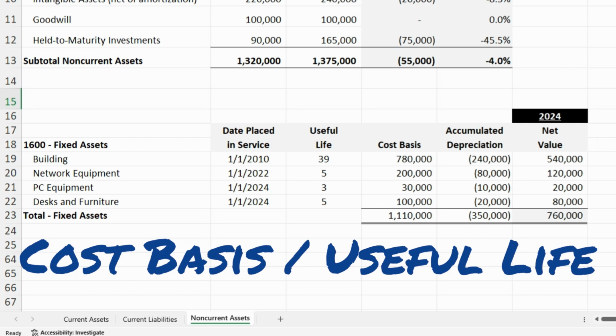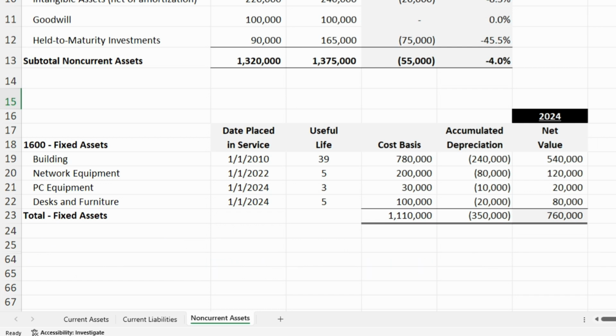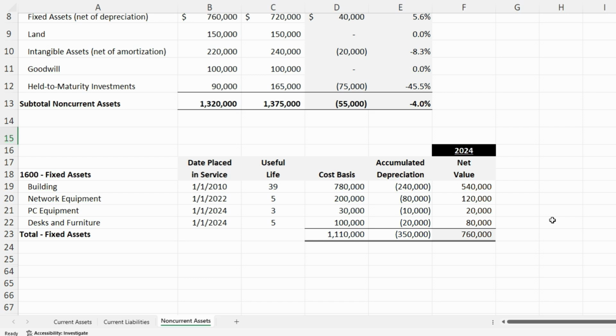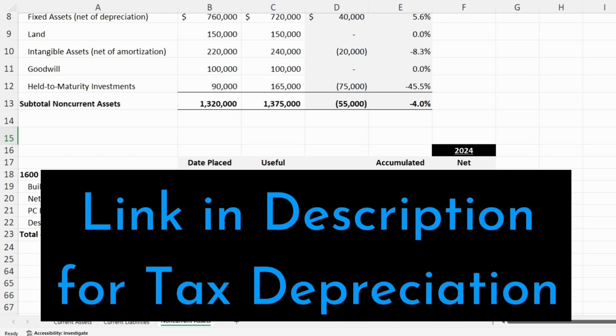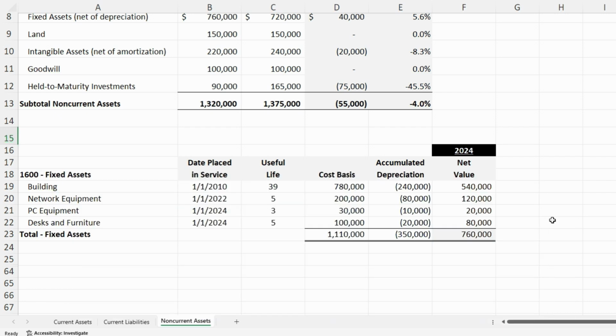Now, that's going to be for GAAP. For tax, it can be very different depending on the facts and circumstances. MACRS is kind of the default depreciation method for tax, but there's also bonus depreciation and Section 179. I have a video that I'll link in the description if you want to learn a little bit more about Section 179, MACRS, and bonus depreciation. Tax depreciation is very different than GAAP depreciation, straight line depreciation, but same concept. You're taking the asset and you're depreciating it over its useful life.